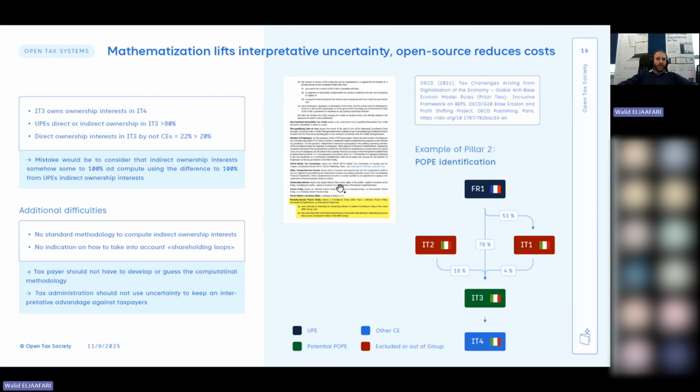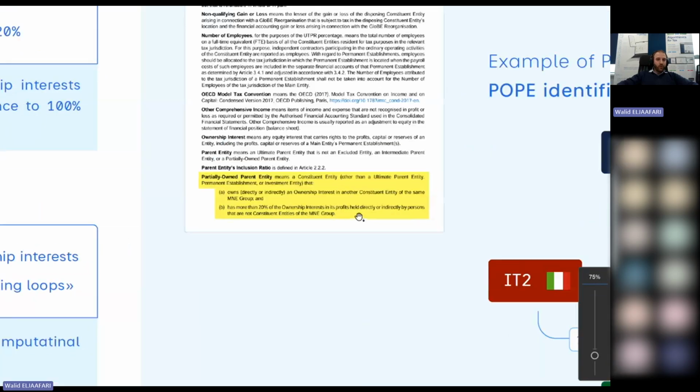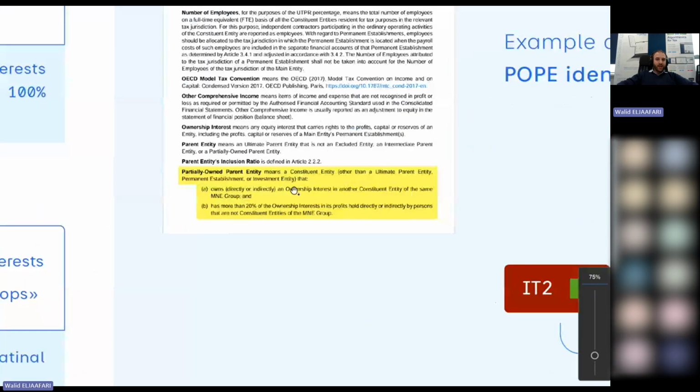Just to give you another example, outside of transfer pricing, of the role of mathematization, I will talk a bit more about Pillar 2, and I will talk about the example of the POPIs, the partially owned parent entities. So I am zooming in here on the definition. It will be a very simple example, but it will translate a bit of the difficulties that we can face when we don't invest in this mathematization early.